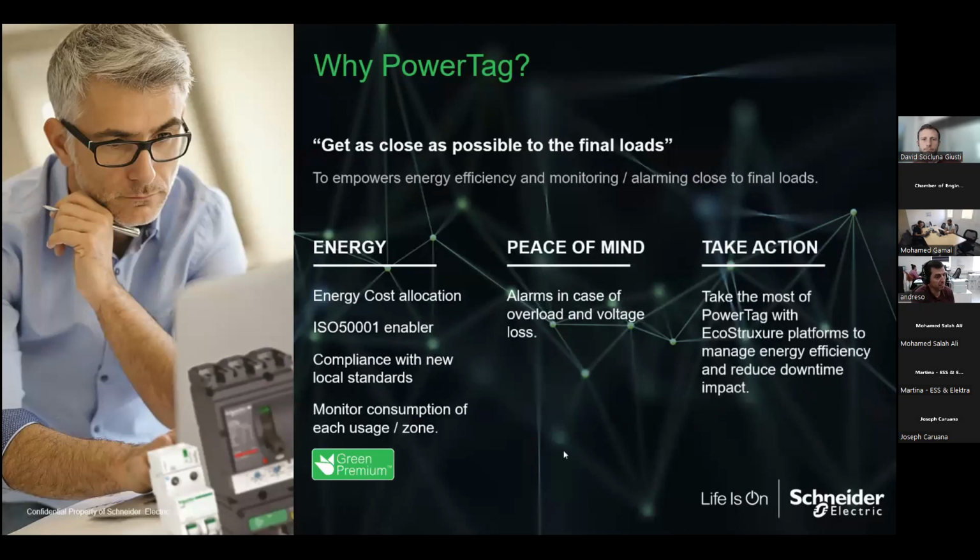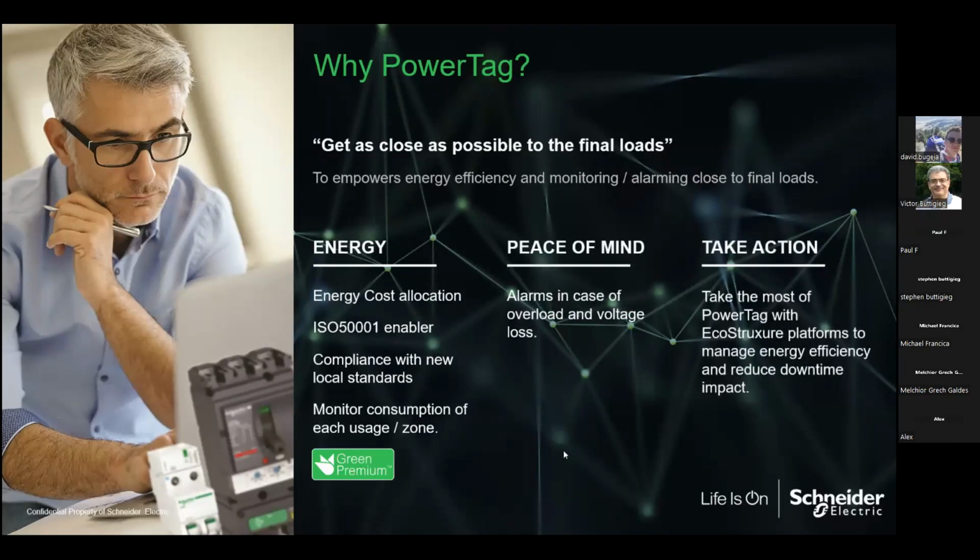Actually, because of these three main pillars: energy, because it has simply an energy cost allocation. What is energy cost allocation? You can allocate your cost according to what you are consuming. So I'm not putting a meter only on your incoming to know how much you consume. I'm deep diving into your loads to know how much each and every load consumes, so you can know your consumption, where it went.